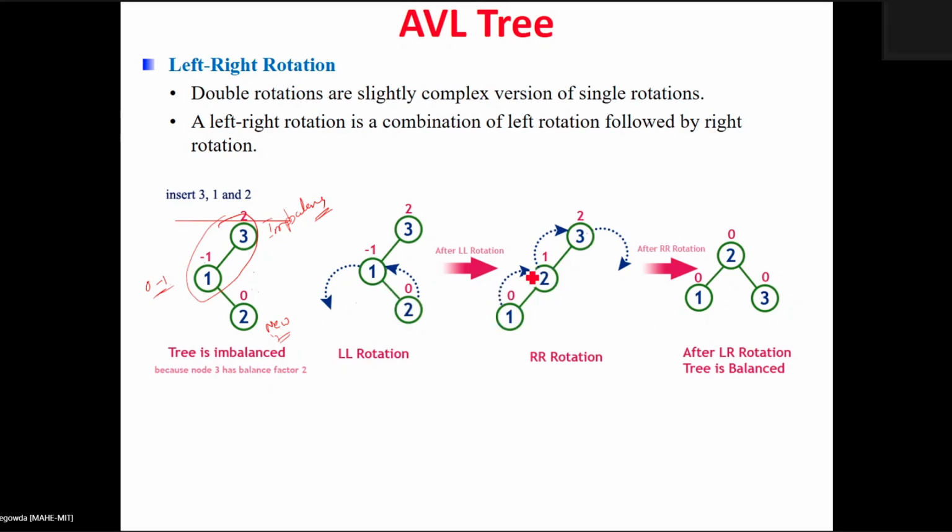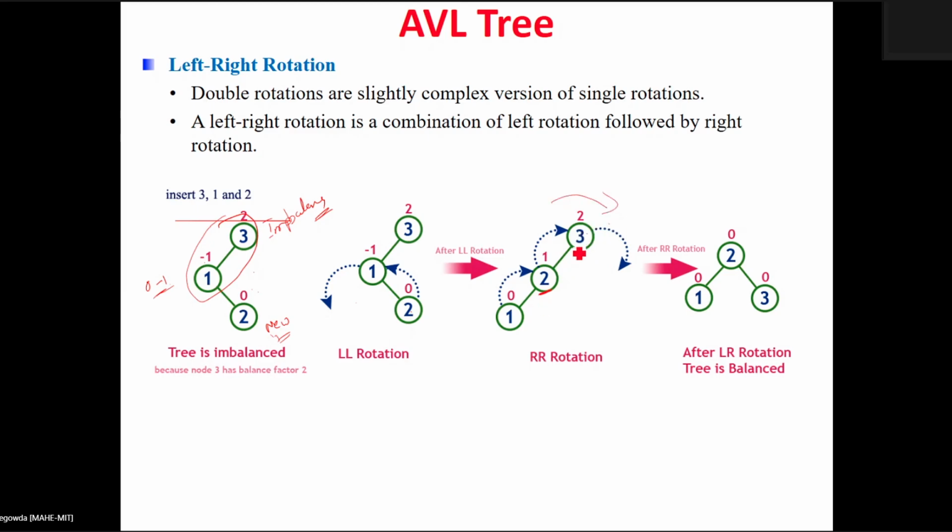Okay, so when you rotate like this, 2 is going to become the left child of the node 3, and similarly the node 1 is going to become the left child of the node 2. Then after that you have to apply the right rotation at the node 3.